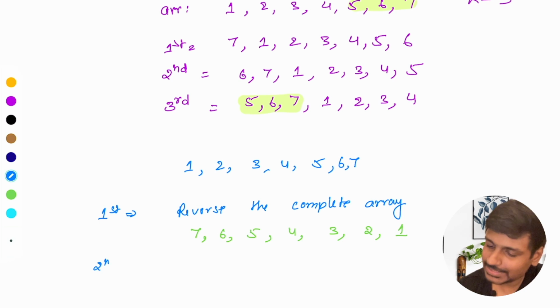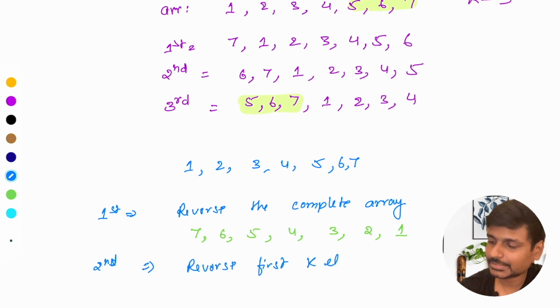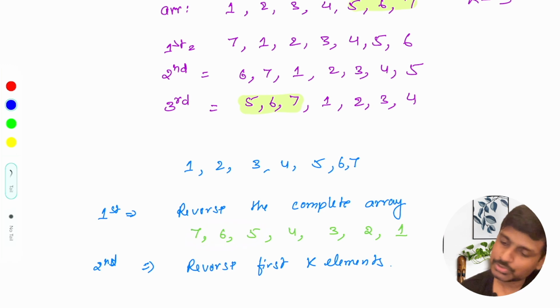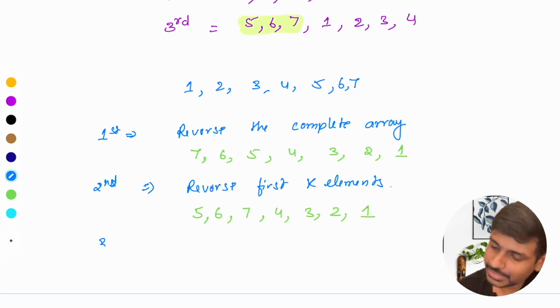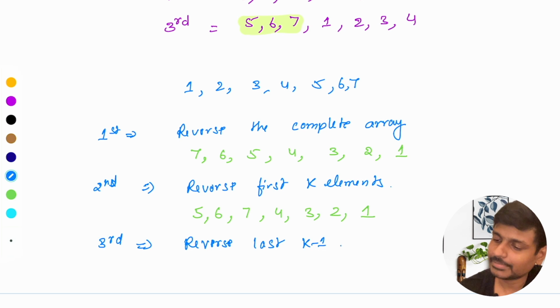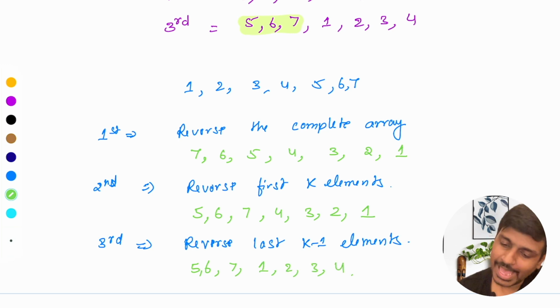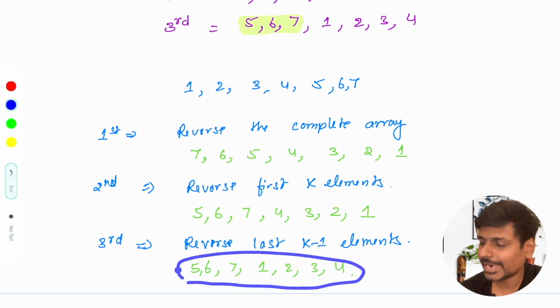Then in the second step, we will reverse the first k elements. Once we do this step, what will we get? We will be reversing only these three elements. So we will get 5, 6 and 7, and the rest will be the same: 4, 3, 2 and 1. And now in the third step, we will simply reverse the last n minus k elements. Once we have done it, we will get 5, 6, 7, 1, 2, 3 and 4. And this is the exact answer that we get.